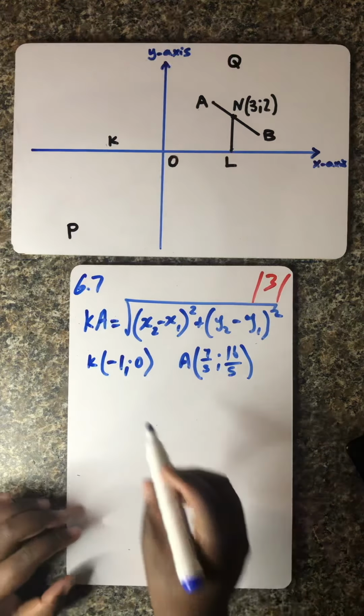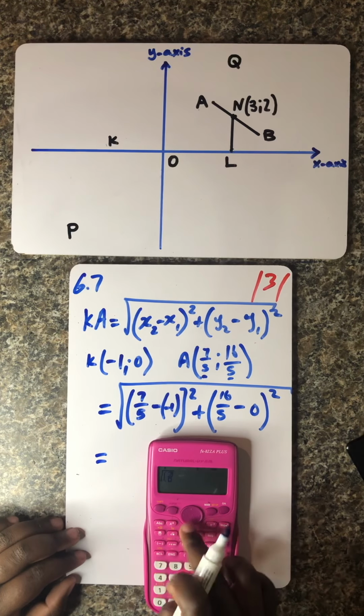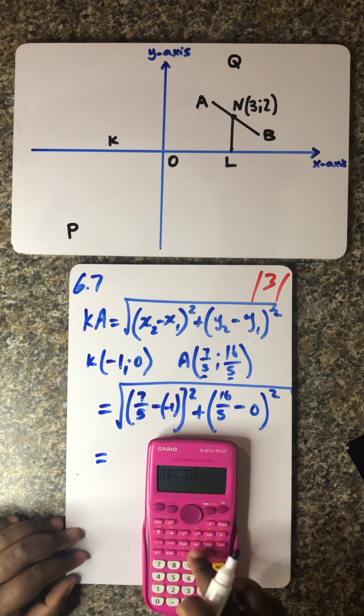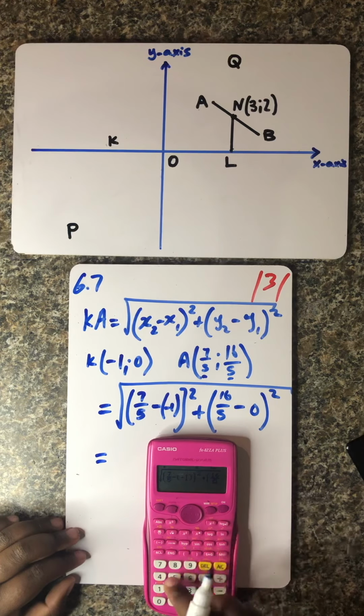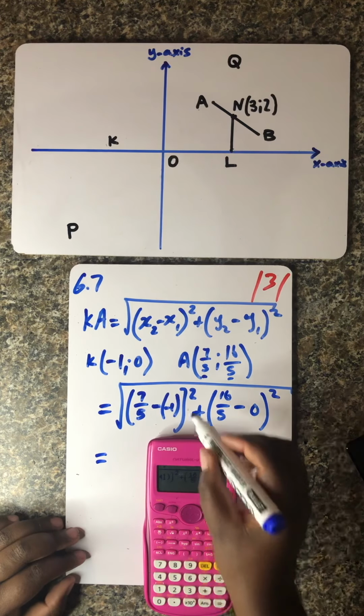Then you just punch all of this on a calculator. You just say square root, start with a fraction button and 7, go down and say 5, on the side say minus, then do -1, you close and you close again. Then you say squared, then you add a fraction button 16/5, on the side minus 0, you close and then you square. You have to close 2 times.